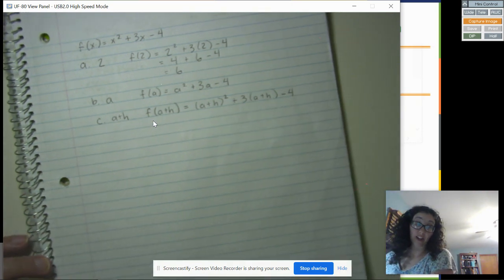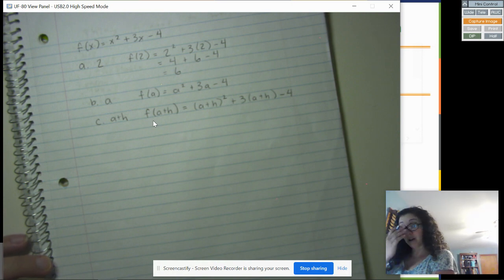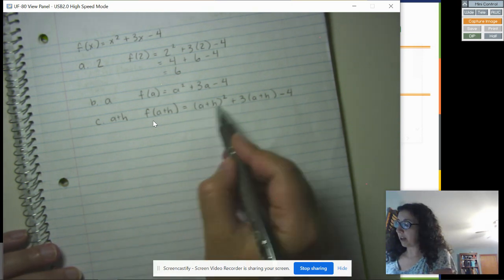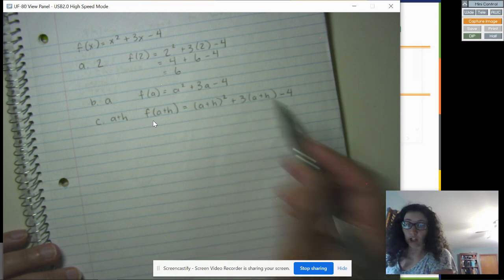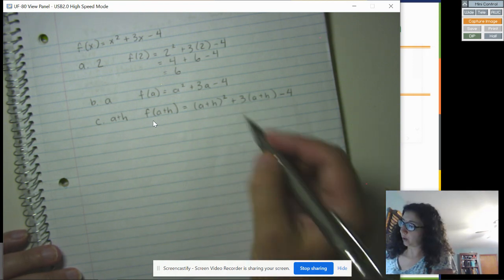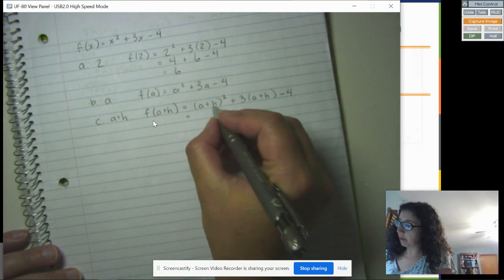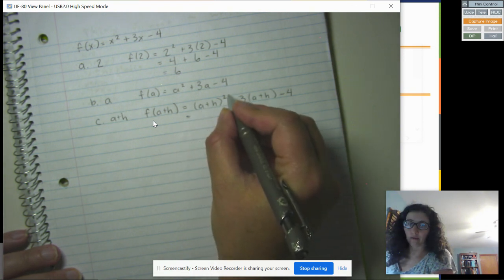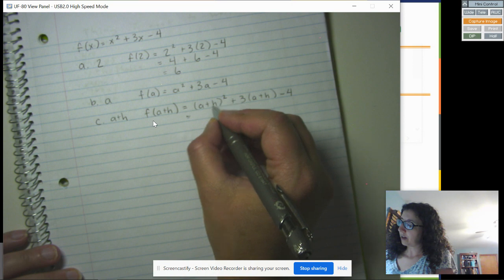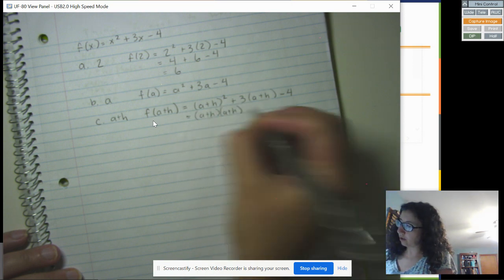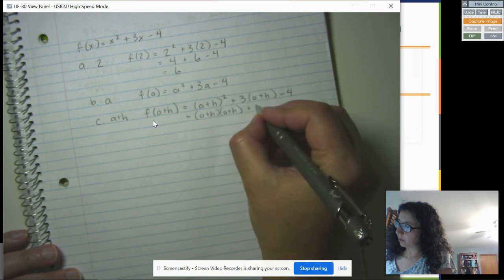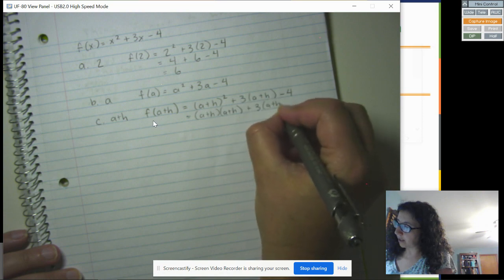Okay. Can we simplify this at all? Yeah, we can, right? We could multiply this out. We could FOIL this. We could distribute this 3. Let's do it. Let's see. A plus h squared. So it's going to be a plus h times a plus h. And then I can distribute, so times 3 times a plus h minus 4.